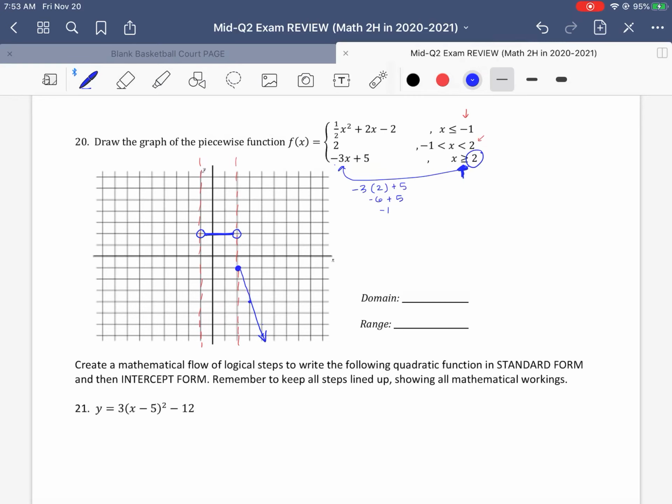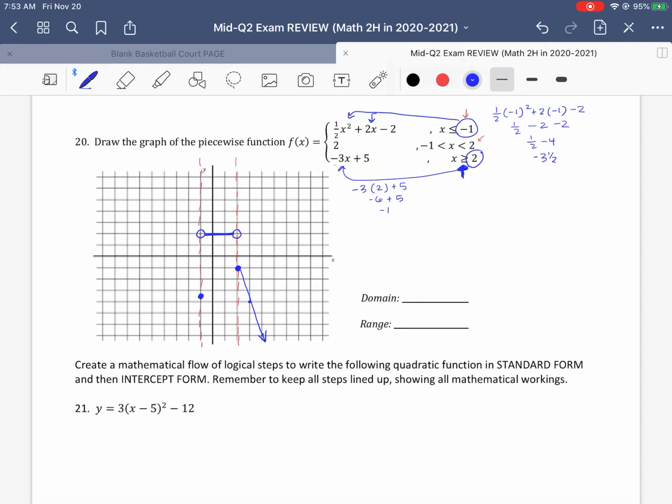Okay, the last one then we're doing is our parabola. So again, we're going to plug this in and figure out where it starts. So you're going to plug it in for each x. So we're going to have 1/2 times -1 squared plus 2 times -1 minus 2. -1 squared is just a +1, so that's 1/2 minus 2. So we've got -1.5 minus 2, which would be -3.5. So I'm going to come over here on the barrier, and I'm going to go down to -3.5 and put a closed circle.